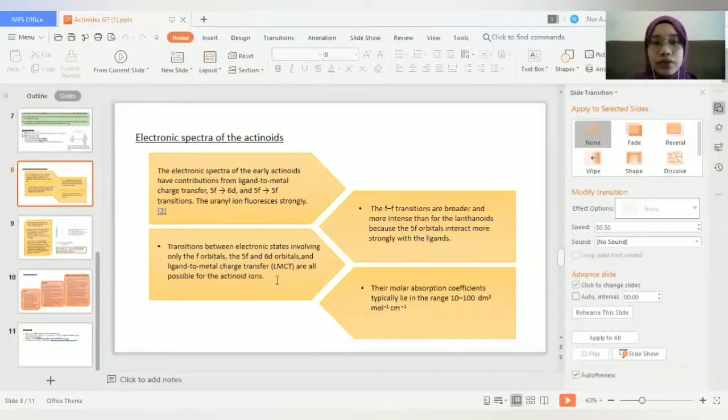As we compare the electronic spectra of actinides and lanthanides, for lanthanides the f transition is broader and more intense compared to actinides, because in lanthanides the f orbital interacts more strongly with the ligand. The molar absorption coefficient lies in the range of 10 to 100 dm³ per mol per cm.